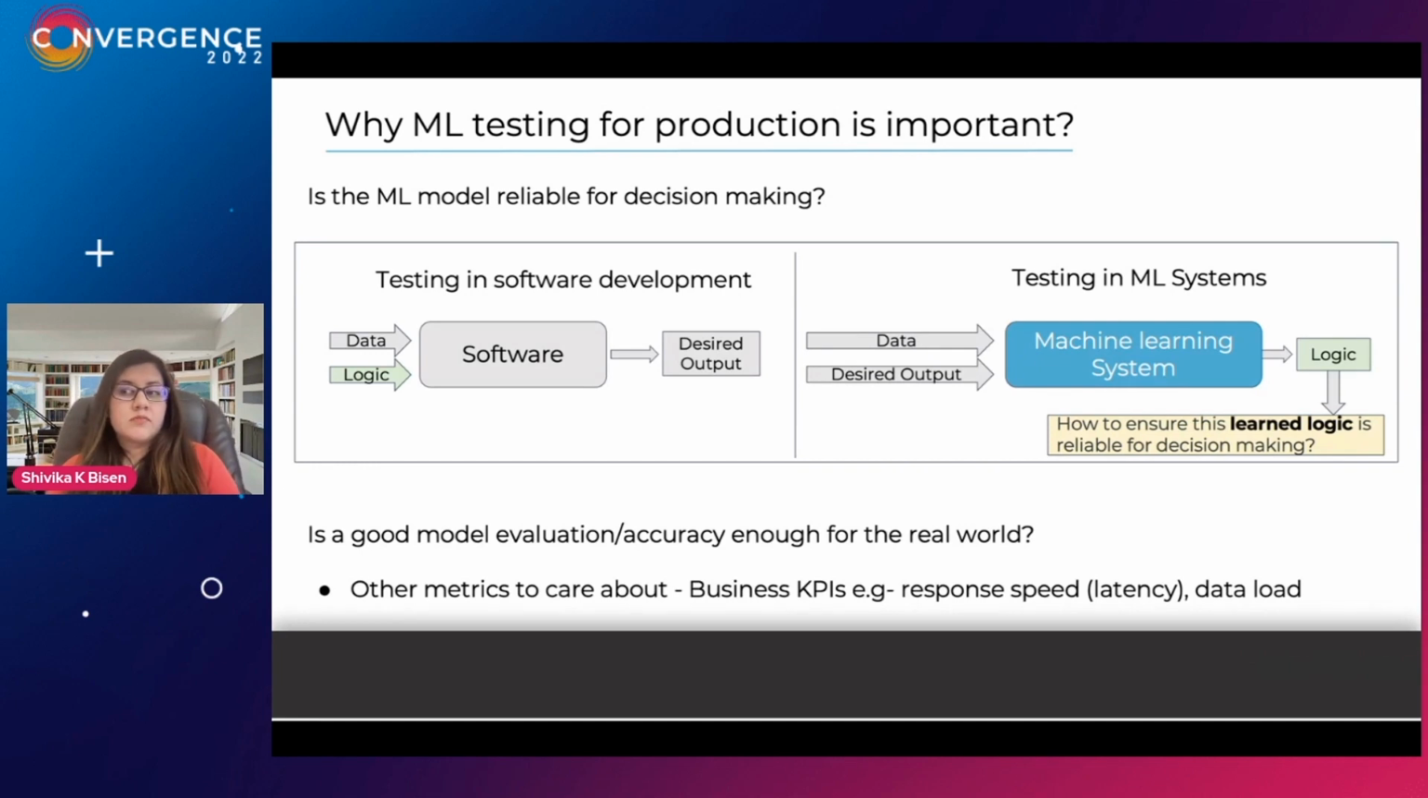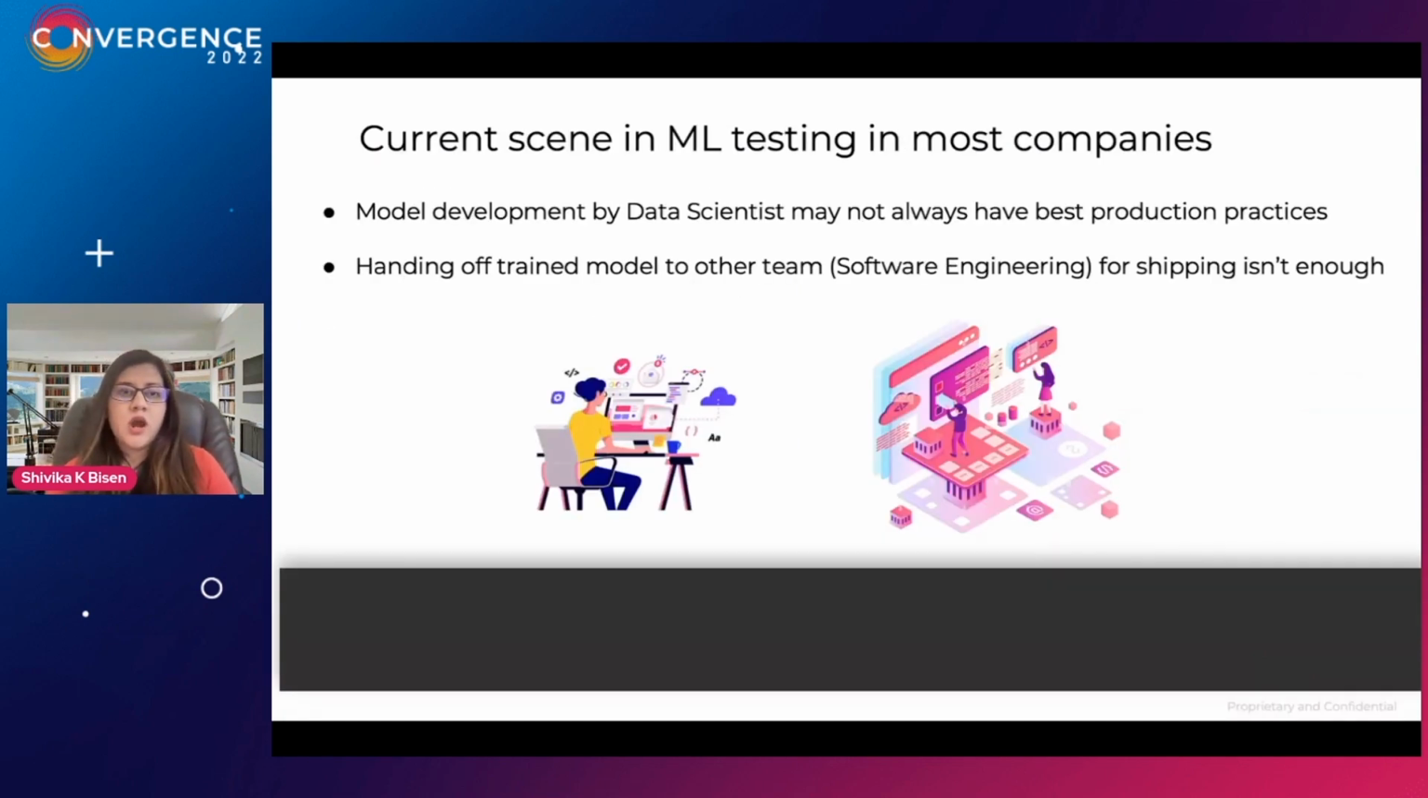So what's the latency of the model? And in other cases, they might ask for a model that is able to handle a lot of data, so data load. All of these metrics, which are useful from a business point of view, are not really captured holistically in model evaluation.